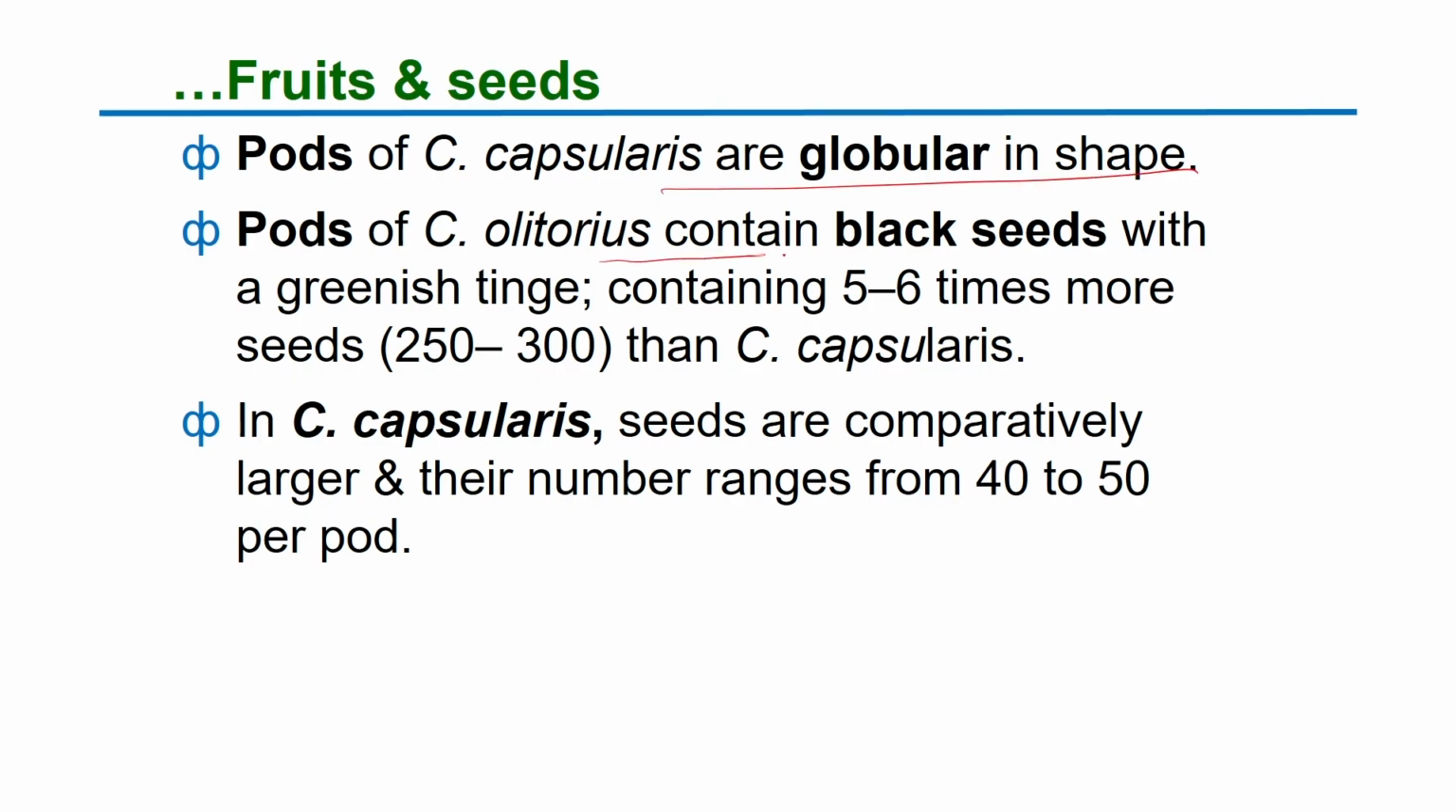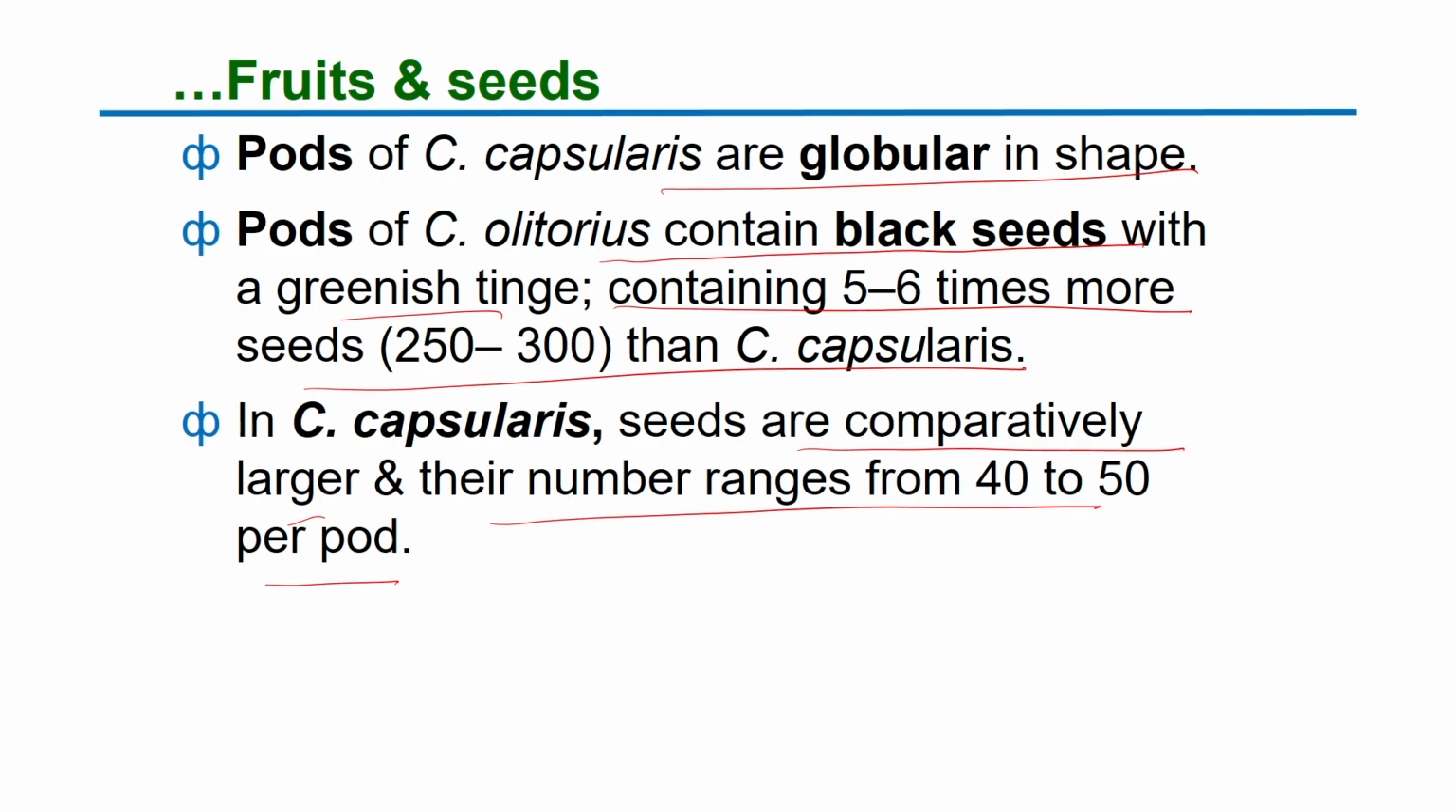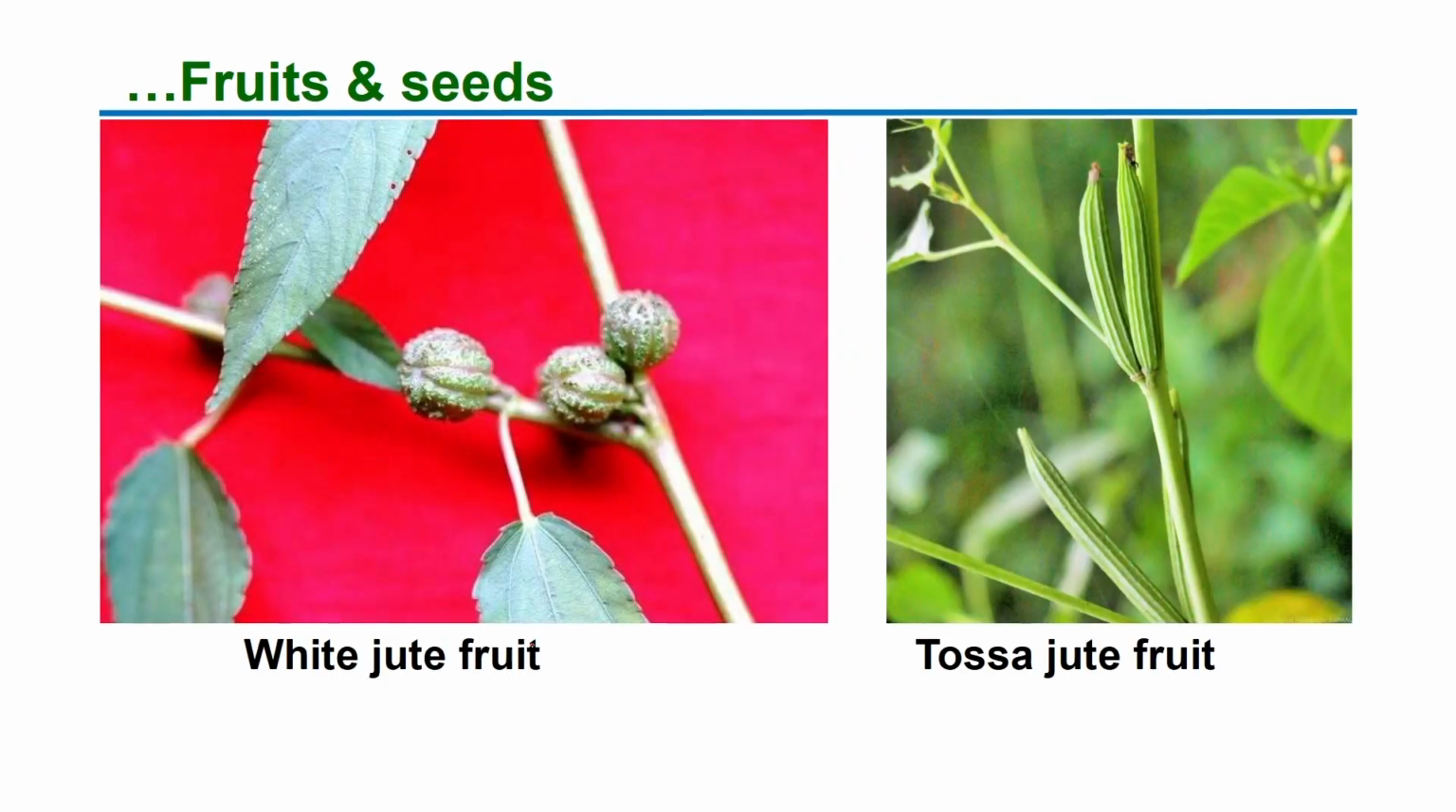Pods of Olitorius contain black seeds with a greenish tinge, containing 5 to 6 times more seeds than Capsularis. So students must notice this point, that Olitorius contain black seeds, 5 to 6 times more than the Capsularis varieties. In Capsularis, seeds are comparatively larger and their number ranges from 40 to 50, but in Olitorius their number is 250 to 300.